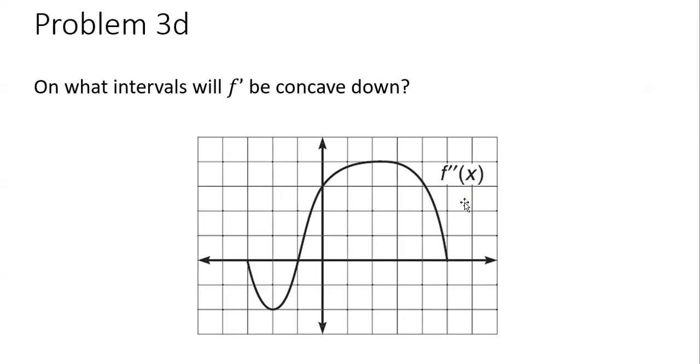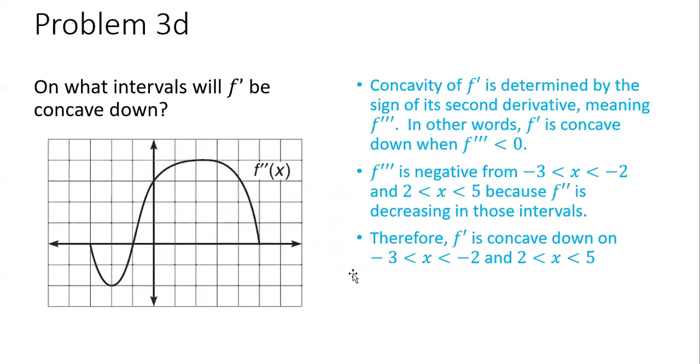Okay, so as I was saying, f prime will be concave down when f triple prime is negative, and f triple prime is negative when f double prime is decreasing. So where is f double prime decreasing? It's decreasing from -3 to -2, okay? And then it increases, and then it decreases from somewhere here. Let's just pick, it looks like it's around 2.5. I believe this graph is not to scale, so let's just say 2. And it decreases from 2 to 5. So f prime is concave down from -3 to -2 and 2 to 5. That's what I said there. Okay?